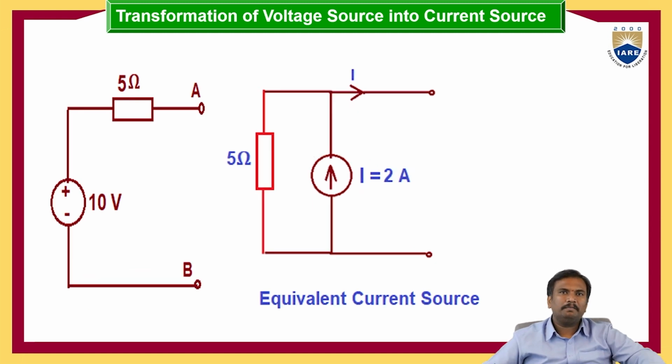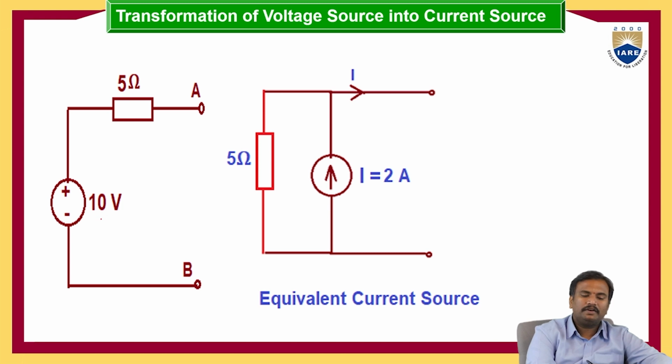Let us take the example. If we take a 10 volt source in series with 5 ohms, the equivalent current source will have I equal to 10 by 5, that is 2 amperes, connected in parallel with the 5 ohm resistance.